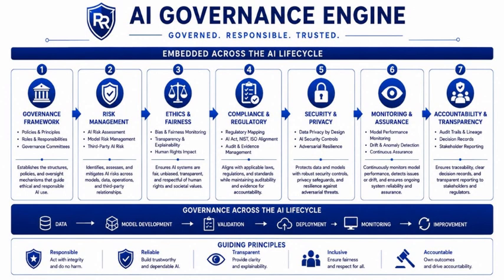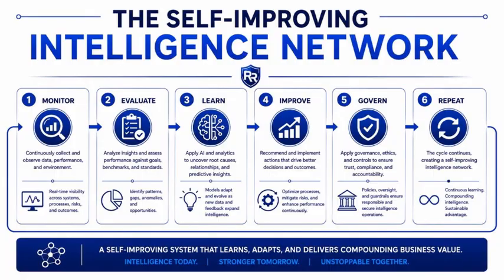Once governance is in place, the system can begin improving itself over time. Riskready OS is designed as a self-improving intelligence network. The system monitors, evaluates, learns, improves, governs, and repeats. That cycle is powerful because every business interaction can contribute to better intelligence over time. The more the system observes business structures, outcomes, corrections, and performance patterns, the more valuable the intelligence network becomes.